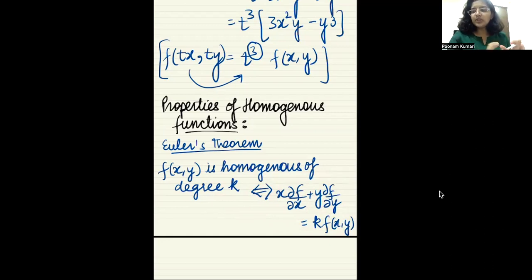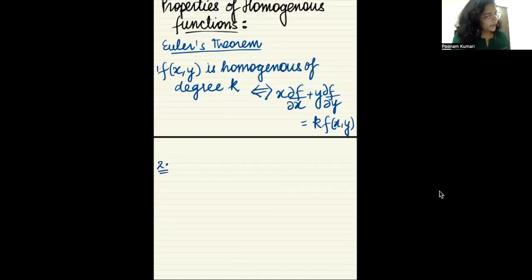Whenever a function is homogeneous of degree k, this statement will be satisfied, and whenever this statement is satisfied for a function, this also holds. So whenever this particular condition holds for a function, that function is homogeneous of degree k. So this holds both ways. This statement means if and only if. It moves in this direction also and in this direction also. Okay. So that is one.